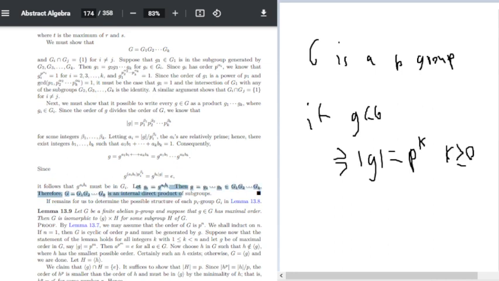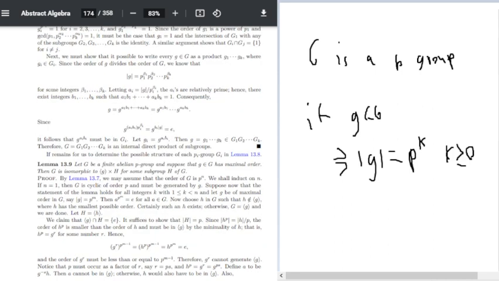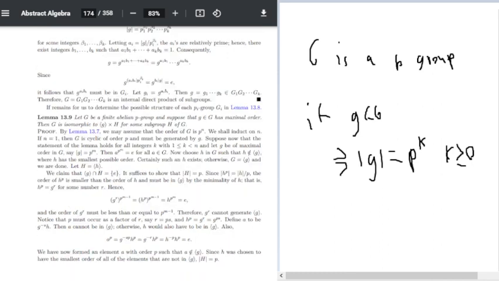This is a simple relabeling, so we don't have to deal with subscripts, which shows that G is actually made up of the internal direct product of these things. So G equals G_1, G_2 all the way to G_k is an internal direct product. It is a lot, but it makes sense upon close reading.